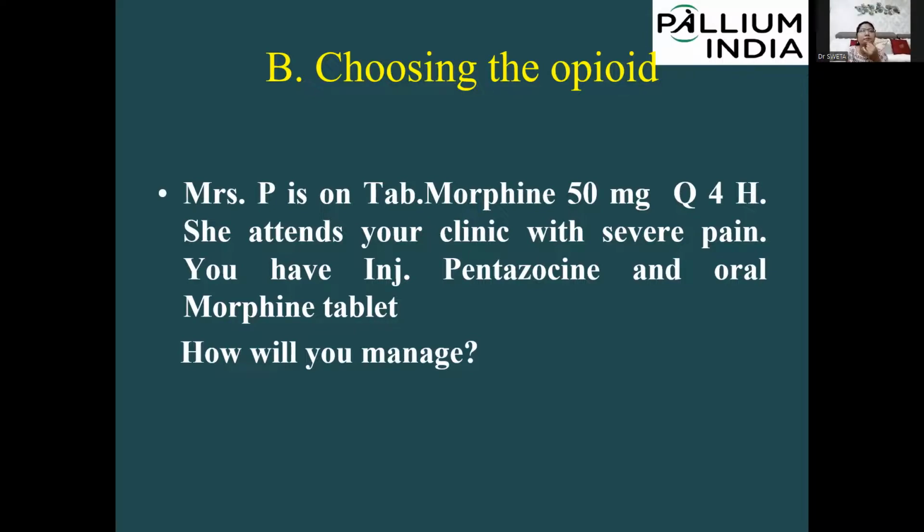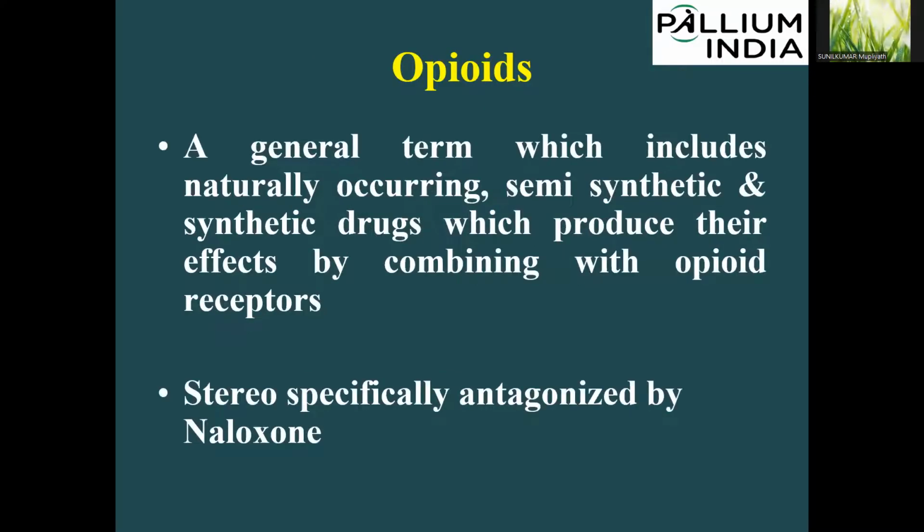Why oral morphine? Don't you want to give pain relief as early as possible? Can we start with an IV morphine? No, IV morphine is not available. Injection pentazocin and oral morphine tablet are the two options you have. Injection pentazocin, sir. Yeah, thank you. Injection pentazocin, yeah.